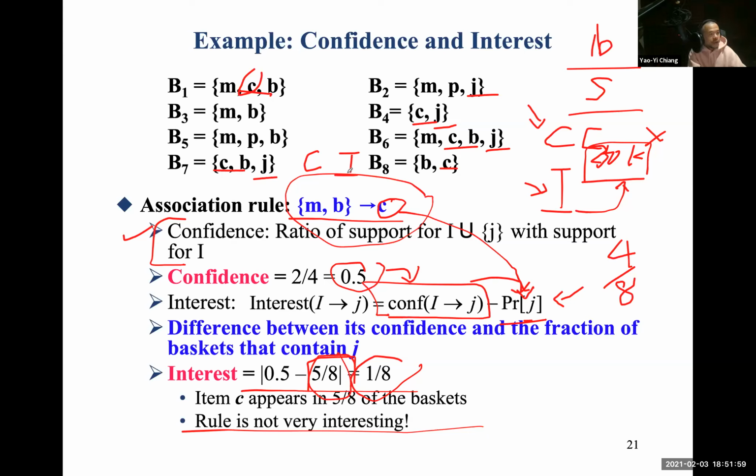So question, how do you have negative interest if you're taking absolute value? Yeah, usually you don't. Good catch.